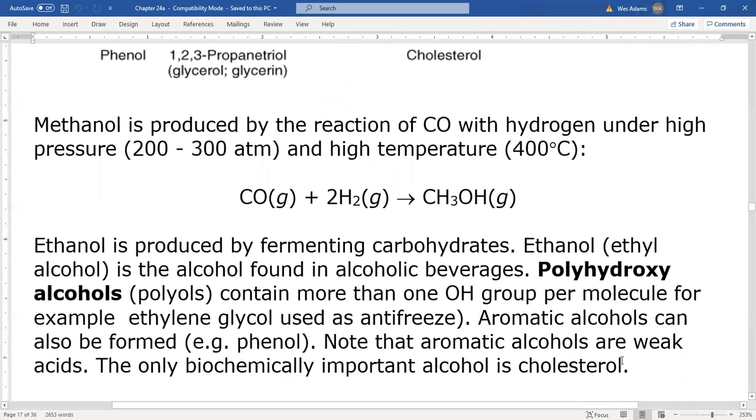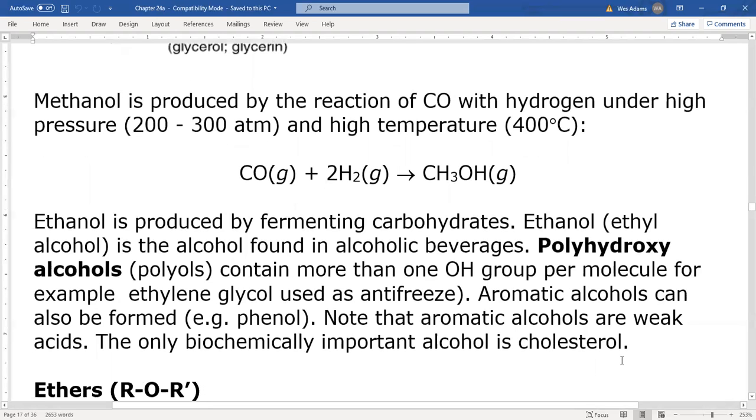Polyhydroxy alcohols contain more than one OH group, like ethylene glycol or glycerin. Aromatic alcohols can be formed, like phenol, but your aromatic alcohols do tend to be weak acids. And then, of course, we've got biochemically important alcohols like cholesterol.